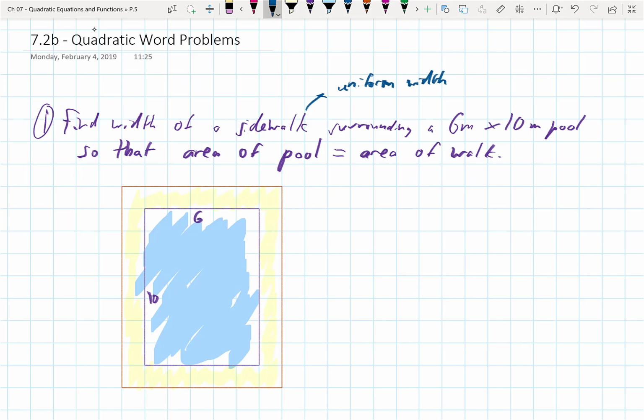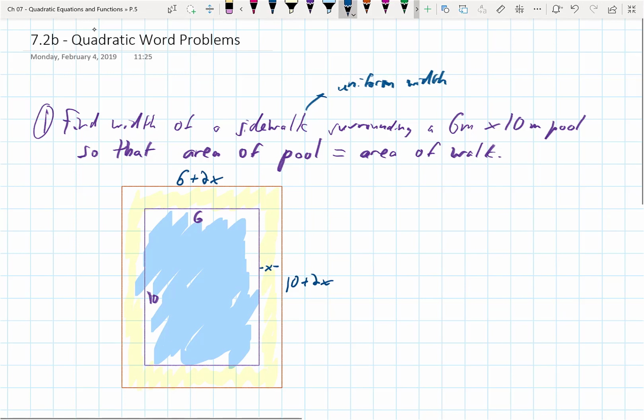And this walkway has an unknown width that we're going to call x, so that the new width is 6, the original width, plus 2x, and the new length is 10 plus 2x. And remember, that is because the width happens on all sides, 2 on the width and 2 on the length.